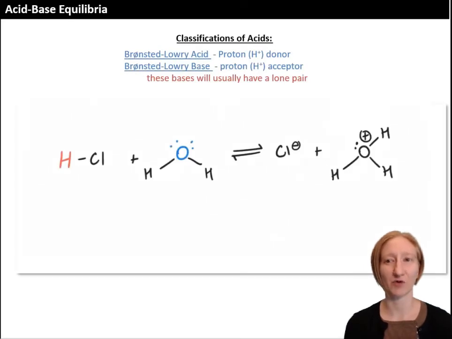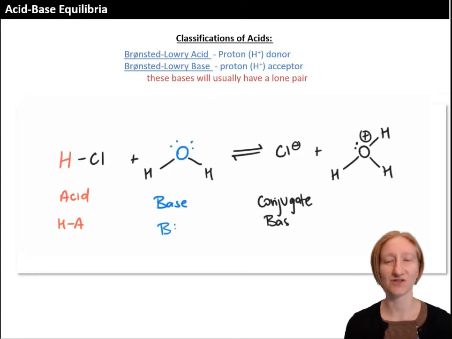In this example, HCl is reacting with water. HCl, hydrochloric acid, is the acid. It's the proton donor. And water is the base. It's accepting the proton from HCl. The products of the reaction are the chloride anion and H3O+, the hydronium cation.